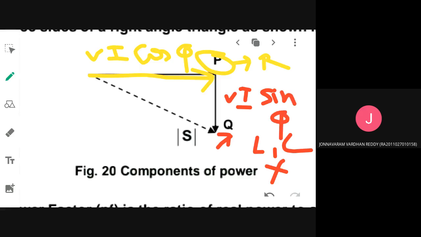Always represent it as a perpendicular component because it is an out-of-phase component. Resistance means in phase because V is equal to IR, so it will be an in-phase component, and you draw it along the reference axis.